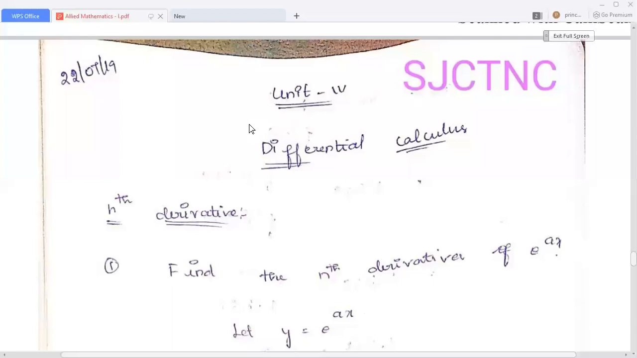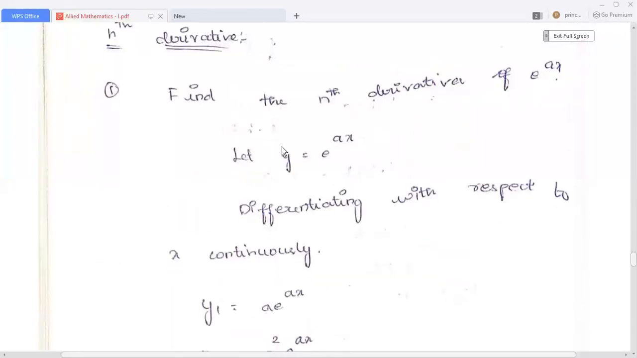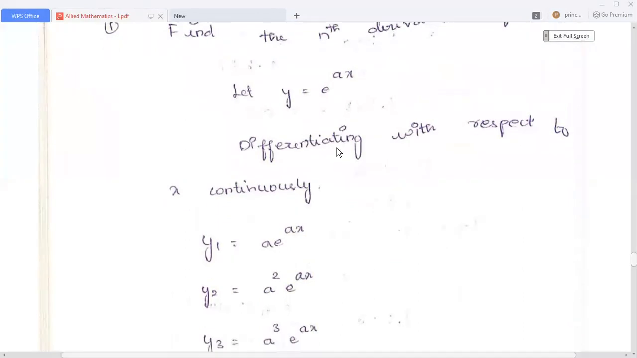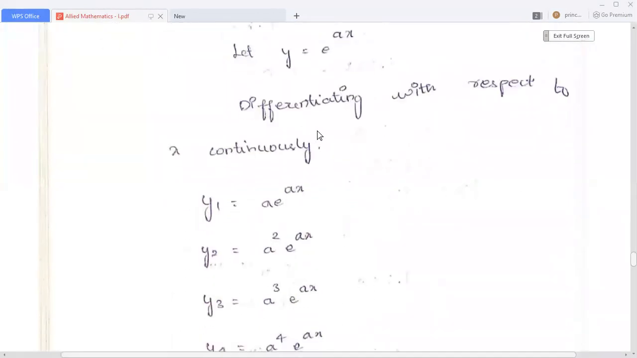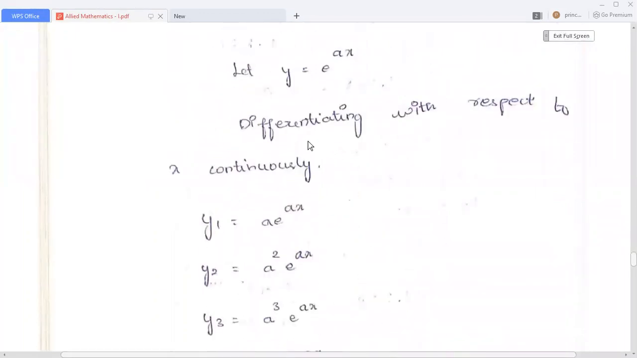Differential calculus. In differential calculus, the first topic is nth derivative. Now we find the nth derivative for e power ax. Let y equal e power ax. Now we are going to differentiate this with respect to x continuously, because we are going to find the first derivative, second derivative, third derivative. Based on this, we find the nth derivative.